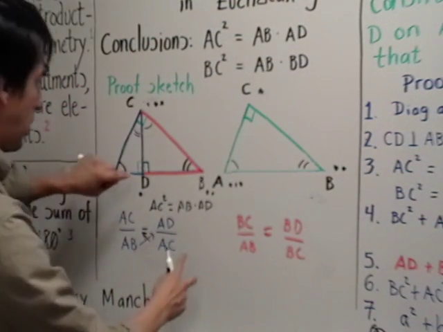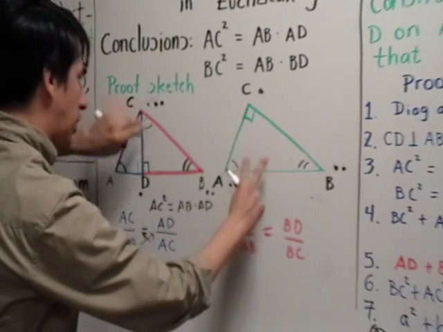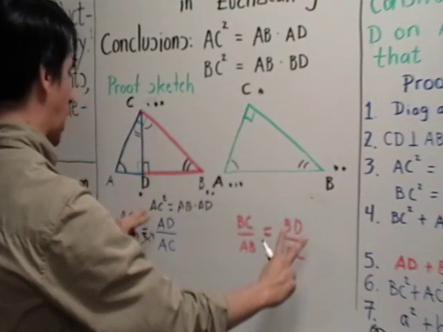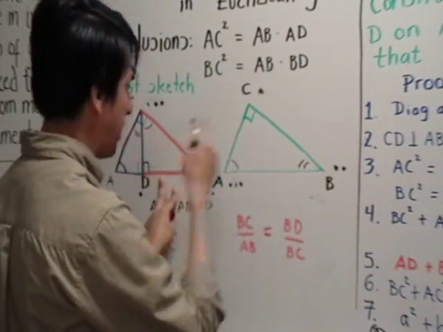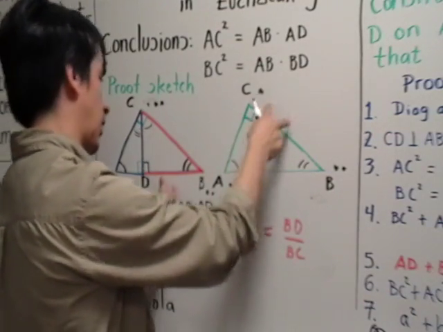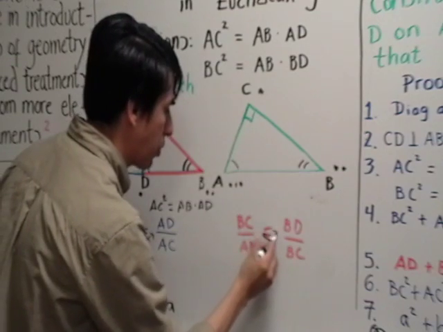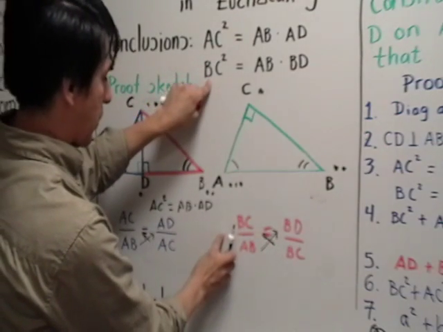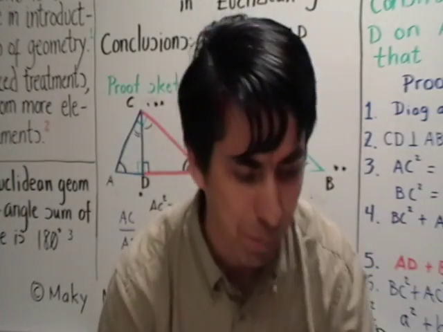You get that BC is to AB as BD is to BC, the larger leg to the larger leg. So cross multiplying in that proportion, you're going to get BC squared equals AB times BD. And that completes our preliminary lemma.